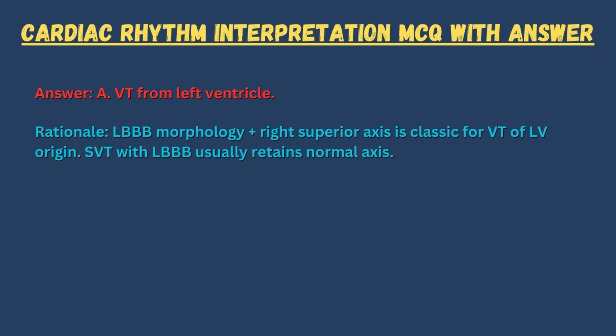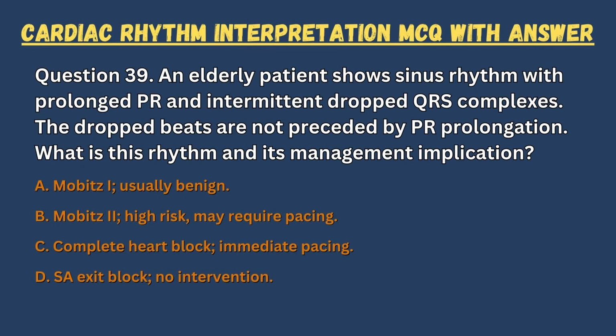Answer: A. VT from left ventricle. Rationale: LBBB morphology plus right superior axis is classic for VT of LV origin. SVT with LBBB usually retains normal axis. Question 39. An elderly patient shows sinus rhythm with prolonged PR and intermittent dropped QRS complexes. The dropped beats are not preceded by PR prolongation. What is this rhythm and its management implication?